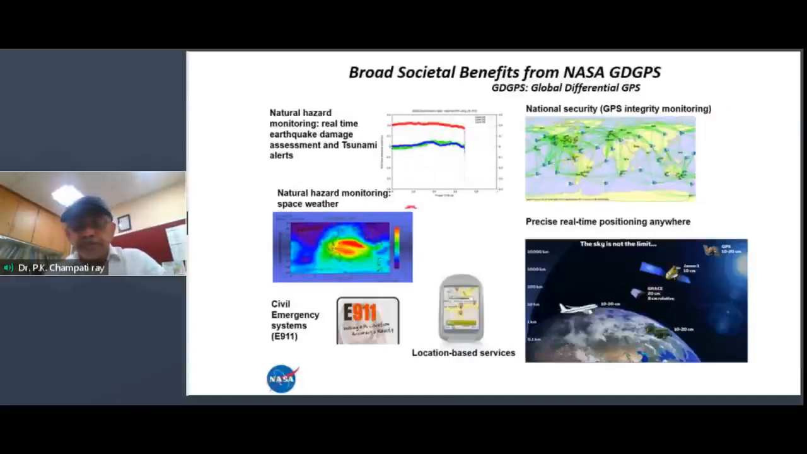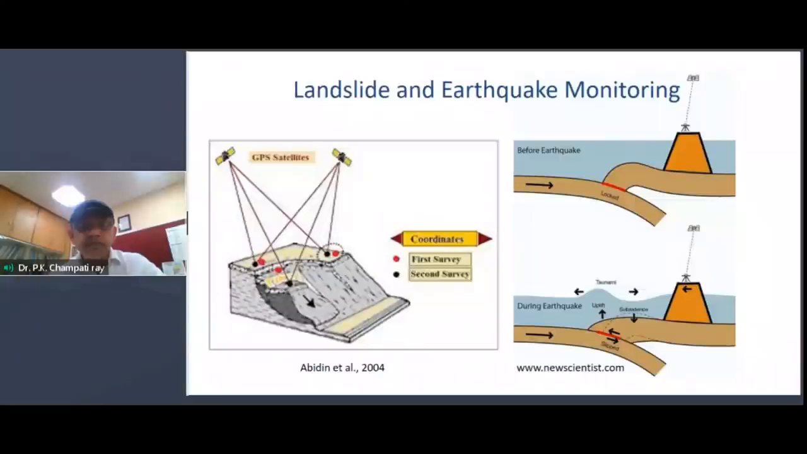And numerous applications are possible, and we'll be looking at something like natural hazards, real-time earthquake damage assessment and tsunami alert, natural hazard monitoring, space weather, and location-based services, and the national security related applications, precise real-time position anywhere. So these are the applications which are emerging today, and we will look into the geoscientific applications.